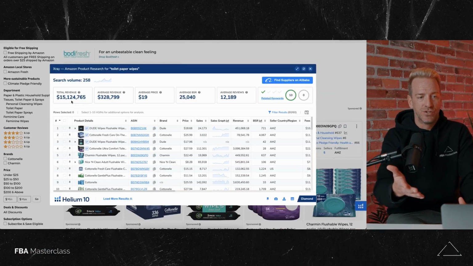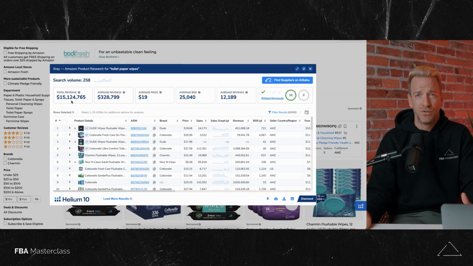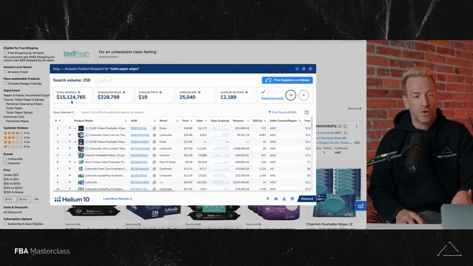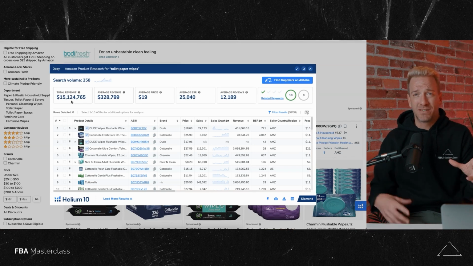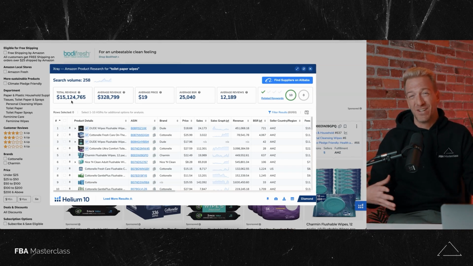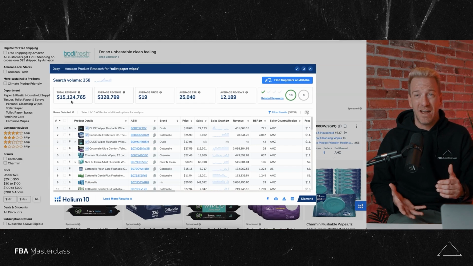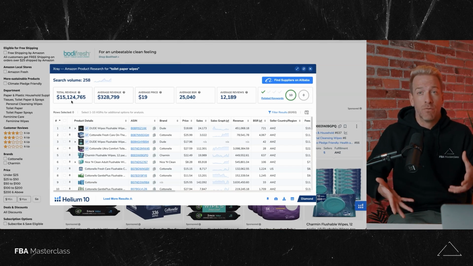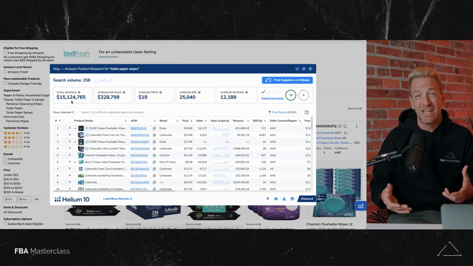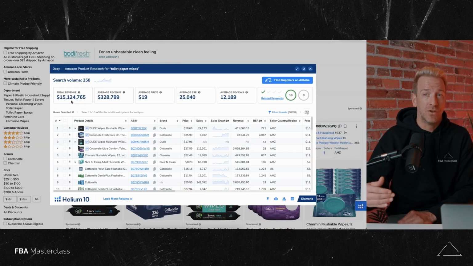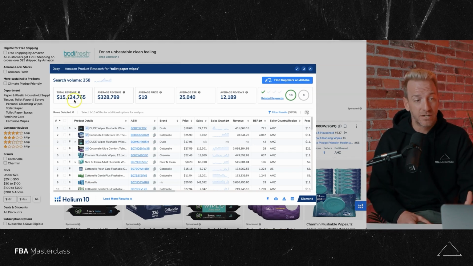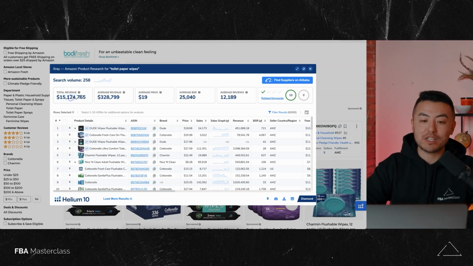So what we've got here is just an example of toilet paper wipes, just to show you some of the stats that you can look at here from the Helium 10 Chrome extension X-ray tool. In that top left, you can see total revenue. What's really cool about this from Helium 10 is it's showing the total market size for page 1 of results. So everybody on page 1 is basically generating $15 million a month for this particular product. Yeah, that's crazy. Total revenue is $15 million per month for this category, right?